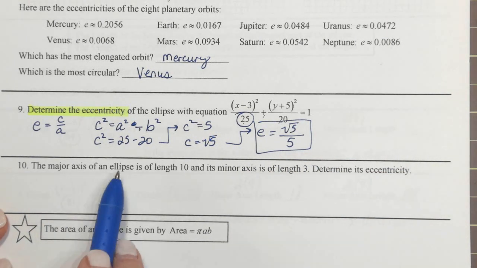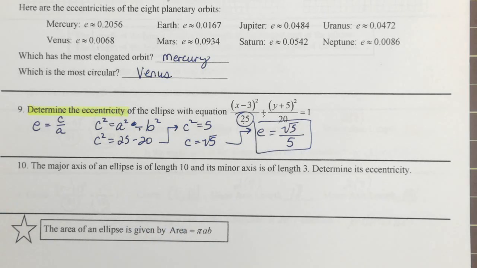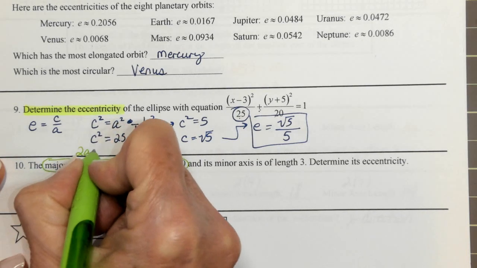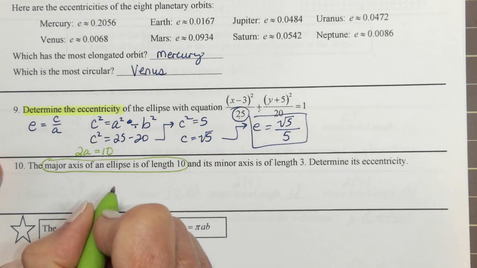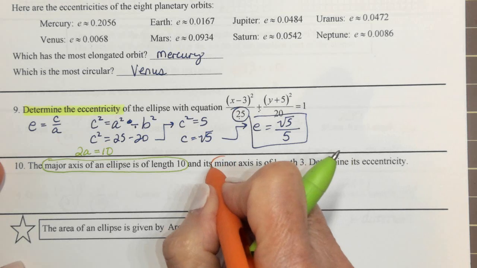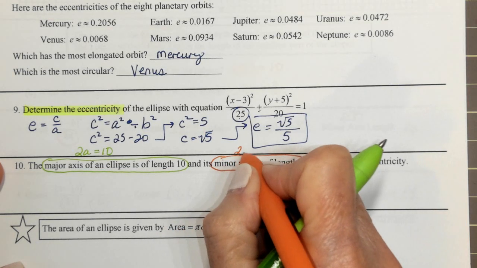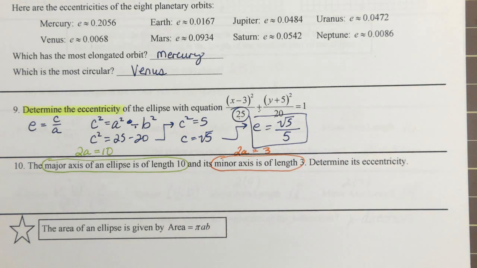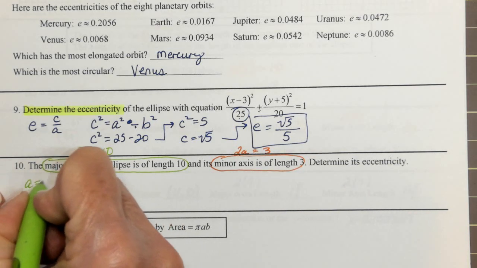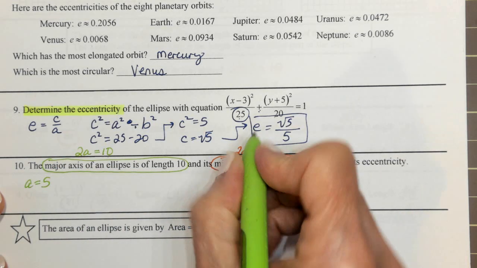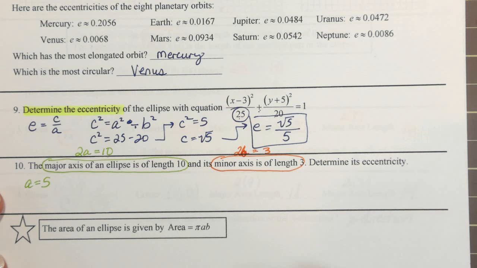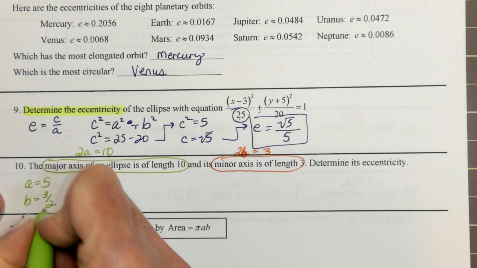The major axis of an ellipse is of length 10. That means 2a equals 10. The minor axis is of length 3. That means 2b is equal to 3. Determine its eccentricity. Well, if 2a is 10, then a is 5. If 2b is 3, then b will be 3 halves.